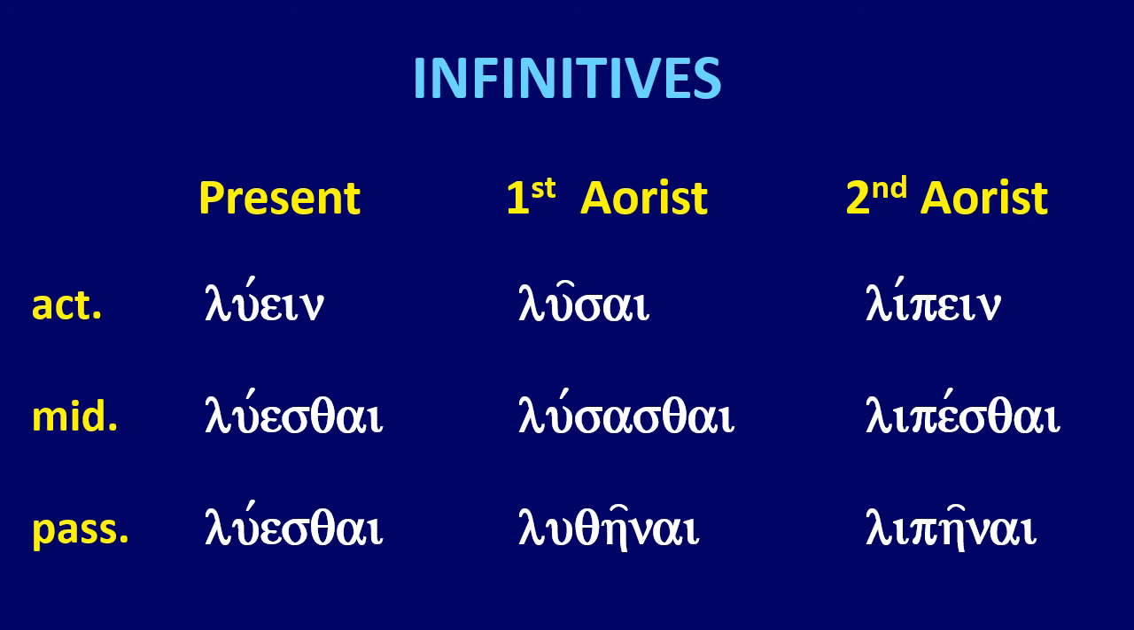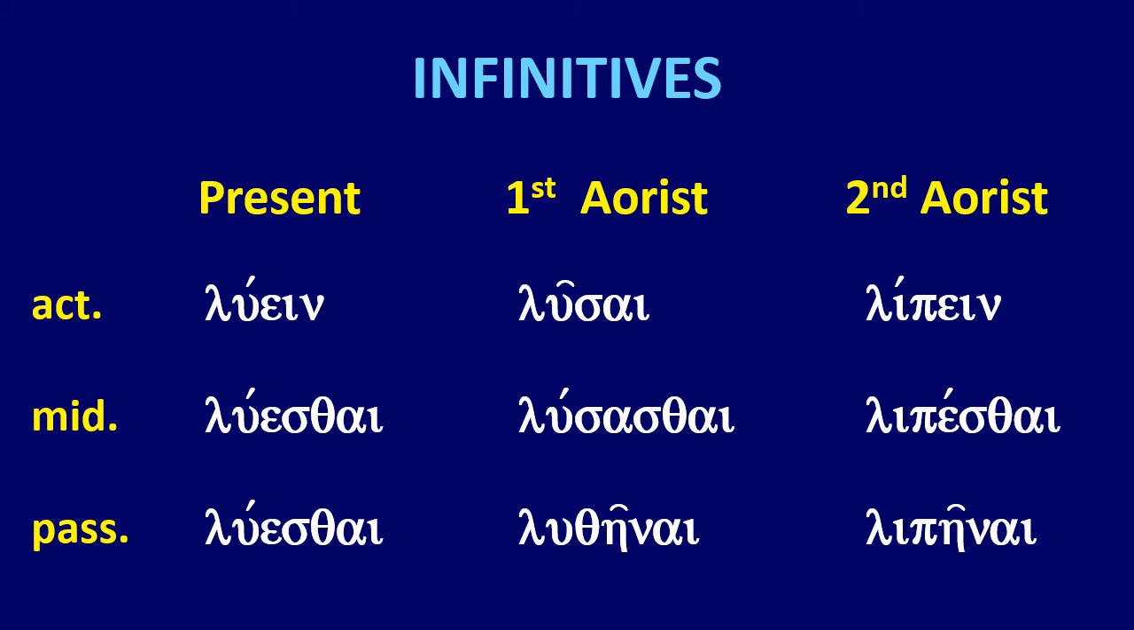Now here we have the present tense, first and second aorist tense forms for all three voices, active, middle, and passive. Remember that when it comes to infinitives, they don't have person or number. So that makes our paradigm here very simplified to understand or memorize. You don't have to worry about first, second, and third person subjects, whether they're singular or plural. You just have to memorize this one form to go with each tense and voice for infinitives.